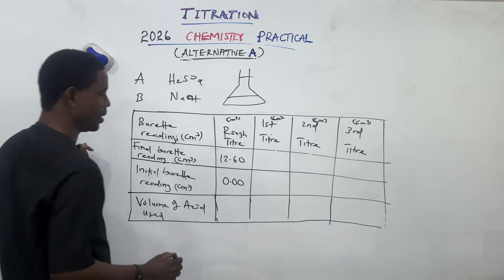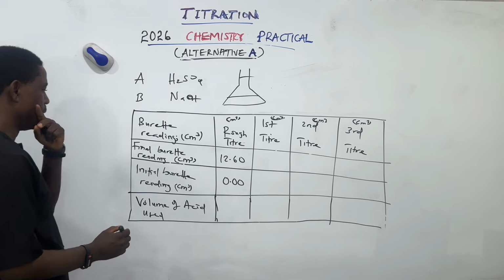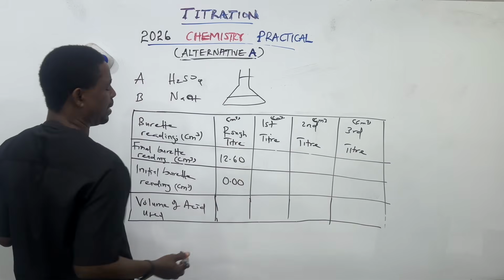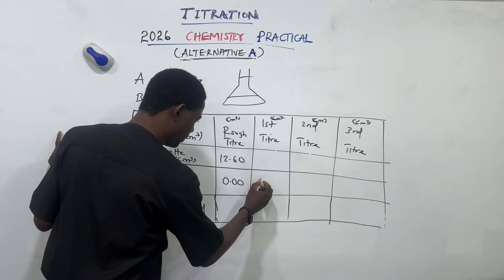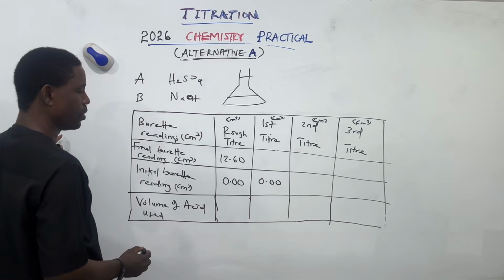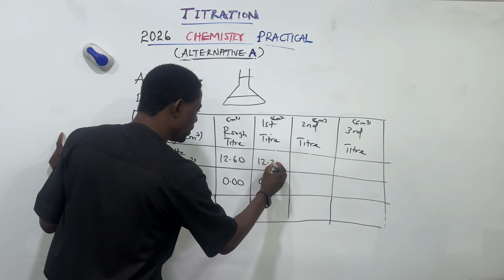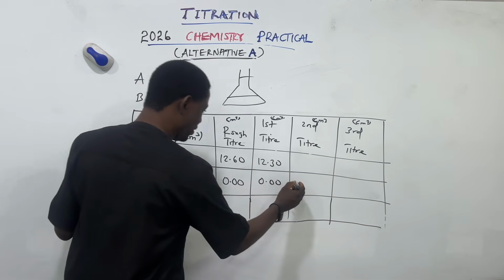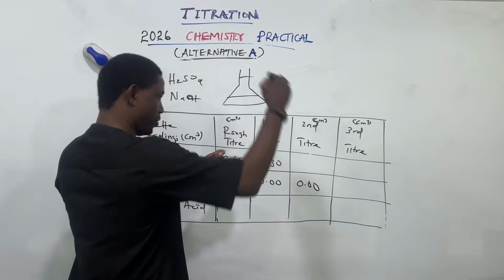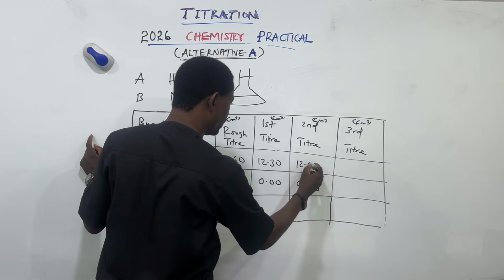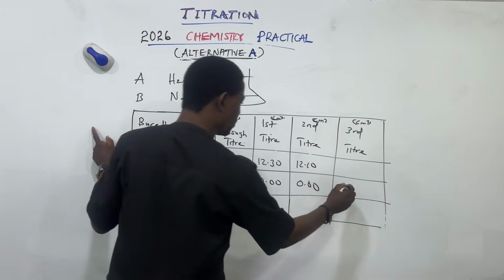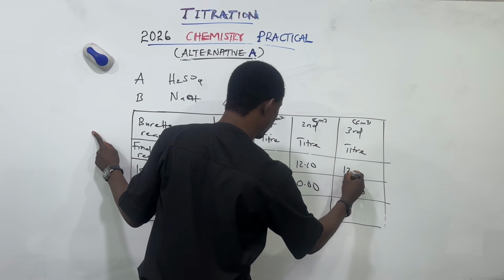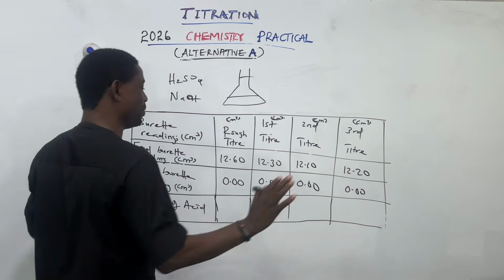And that's what I got: 12.60. Can you see that? 12.60. So that is it. Now I top it back to 0. The next one I did, I got 12.30. Then top it back to 0. I got 12.10. Then top it back to 0. I got 12.20. These are the values that I got.